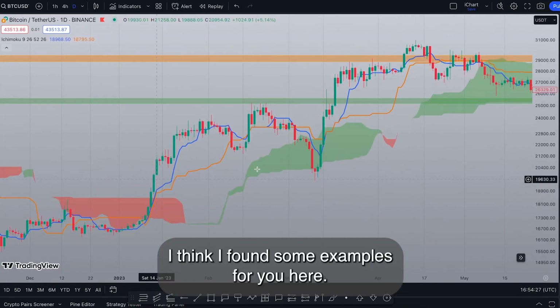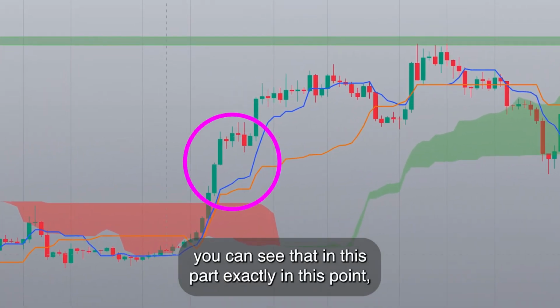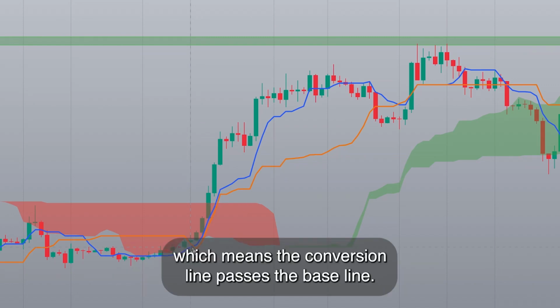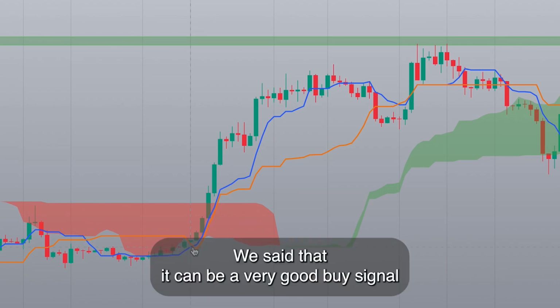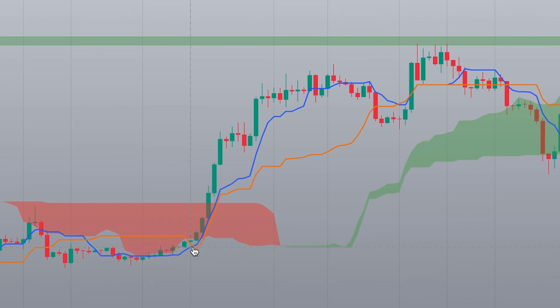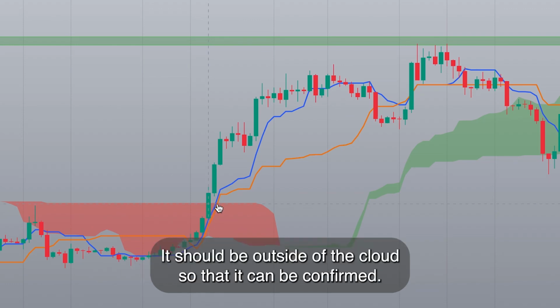I think I found some examples for you here. If you pay attention to this section of my chart, you can see that exactly in this point, the blue line overpasses the orange line, which means the conversion line passes the baseline. Okay. Now, we said that it can be a very good buy signal, and we can go long here, but we don't have one confirmation, and that is it should be above the cloud. It should be outside of the cloud so that it can be confirmed.